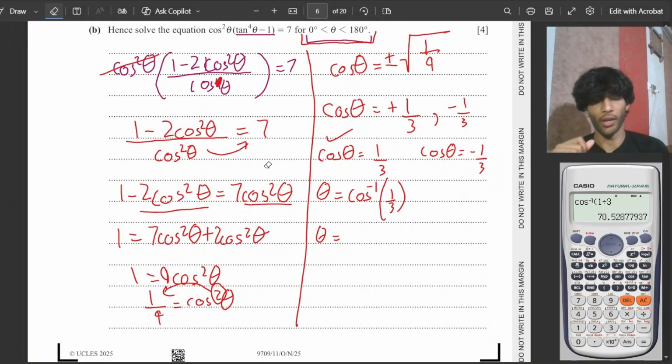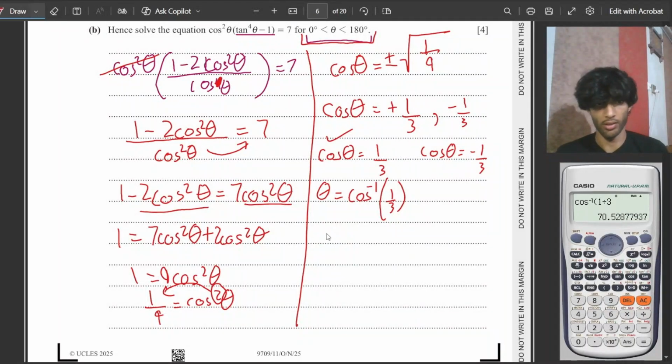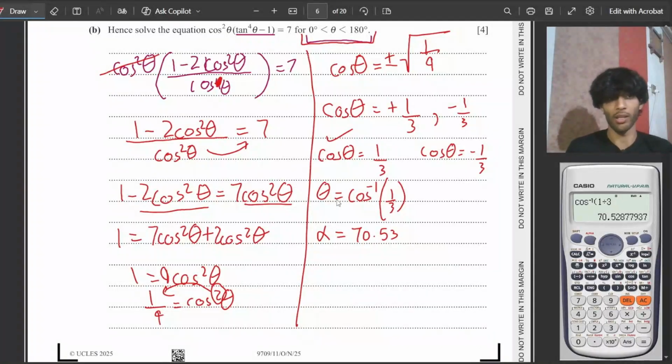This is not your angle theta. In fact, this is your angle alpha. This is your angle alpha. And angle alpha is 70.53. Now, why is this your angle alpha? If I get into that, this video is going to be way too long. But the idea is that when you solve it directly, you don't get your angle of cosine directly, but instead you get a basic angle, which is 70.53.